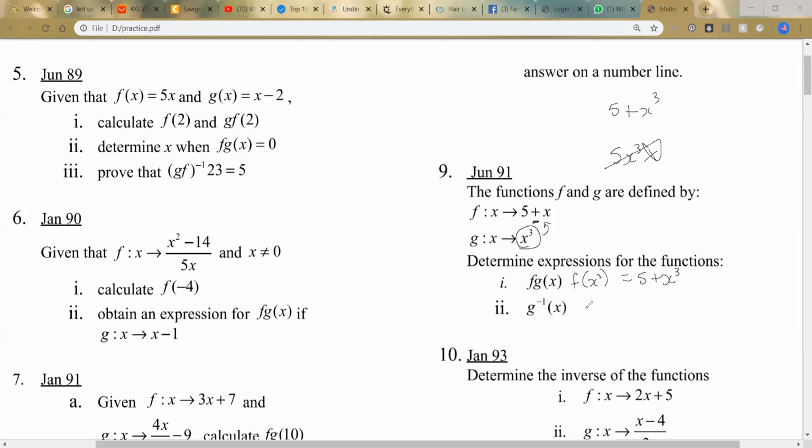Now for the next one. Let's see. Inverse. Right. So that means you start with the function, so y is equal to x cubed. Then x is equal to y cubed. And then y will just be the cube root of x. That's it.